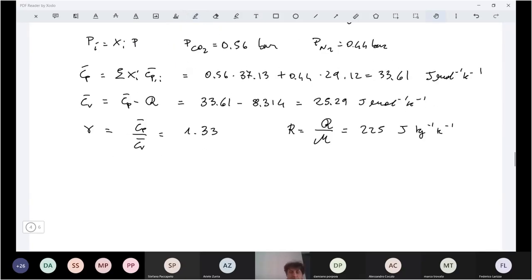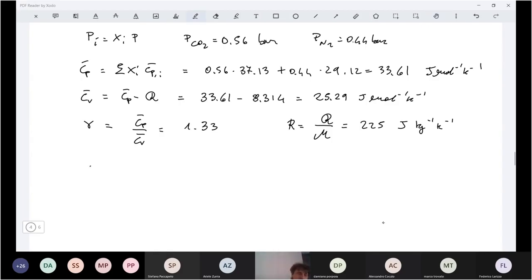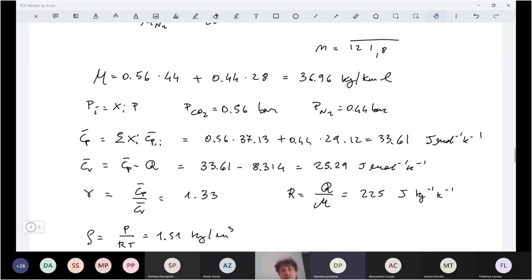And this would be necessary to evaluate our density of the mixture, so we have to put the overall pressure here and the mixture gas constant, and we have 1.51 kilogram per cubic meter. Any questions about this?